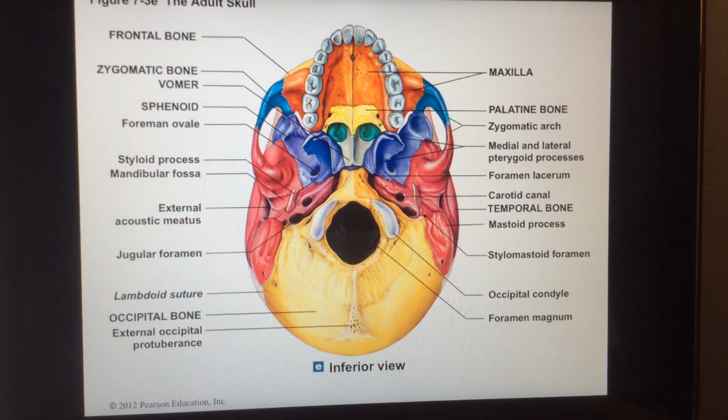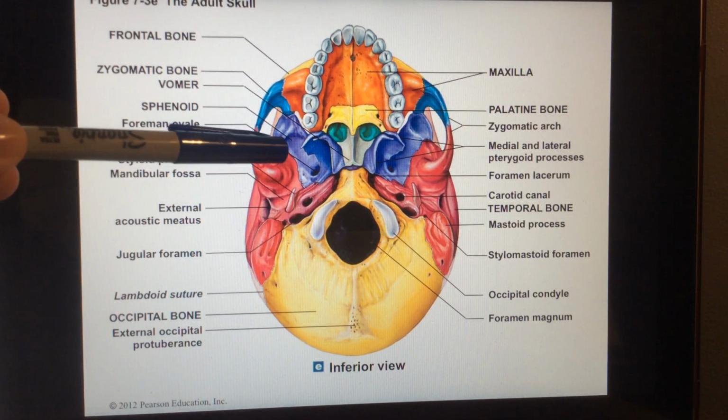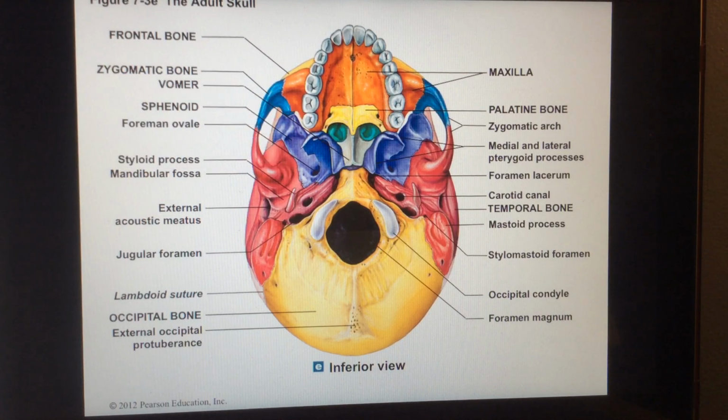So again, really be comfortable with looking at the images of the book and then translating that to models, non-colorized versions. Our next bone that we're going to cover is the keystone bone, the sphenoid.